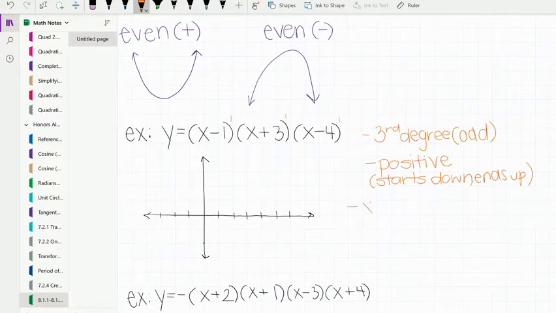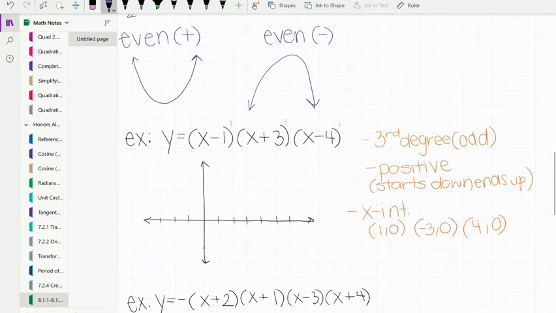And then we want to find our x-intercepts. To find the x-intercepts, you set the entire equation equal to 0. So if you set x minus 1 equal to 0, the x-intercept would be 1, 0. If you set x plus 3 equal to 0, you'd get negative 3, 0. And if you set x minus 4 to 0, you'd get 4, 0. Okay, and it looks like we don't have any double roots on this one.